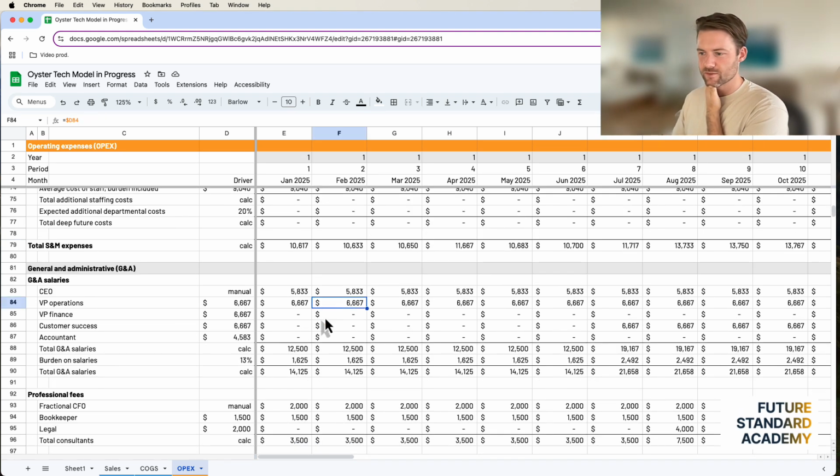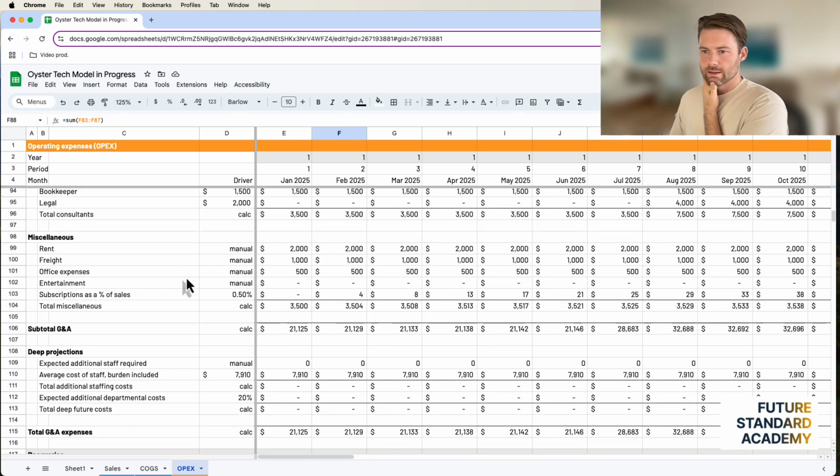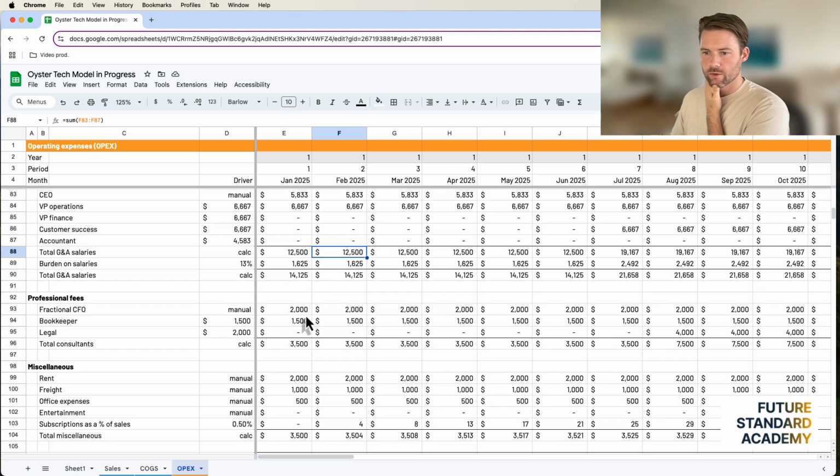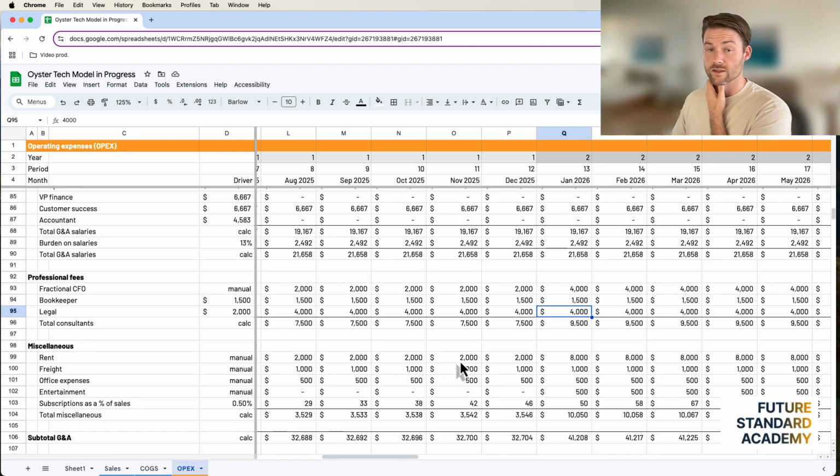General and administrative. Let's make sure it's working. Yeah, looks good. Professional fees, fractional CFO, just talking my own book here. Bookkeeper. Oh, by the way, fractional CFO depends on the size of the engagement, right? So as the business needs increase, so too will the expected fees in a month. And same goes for bookkeeper, same goes for legal. These things should all step up over time. Again, the step function.